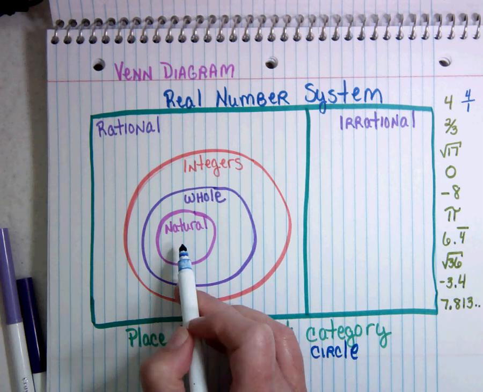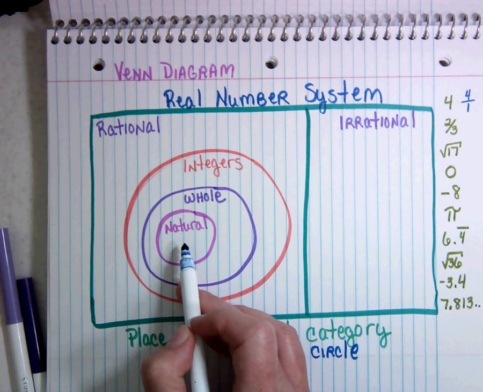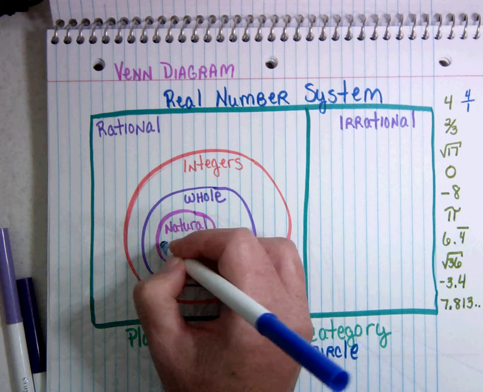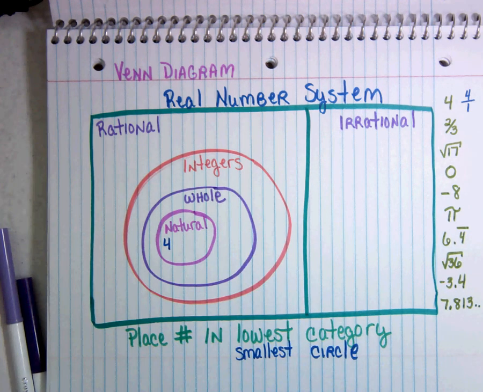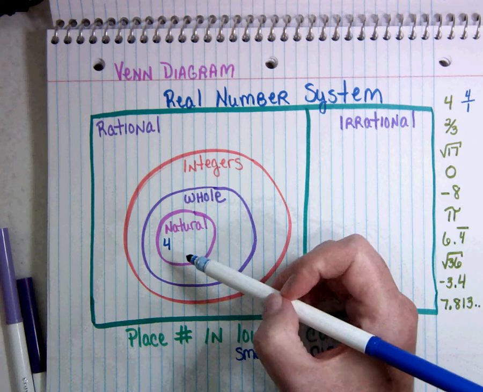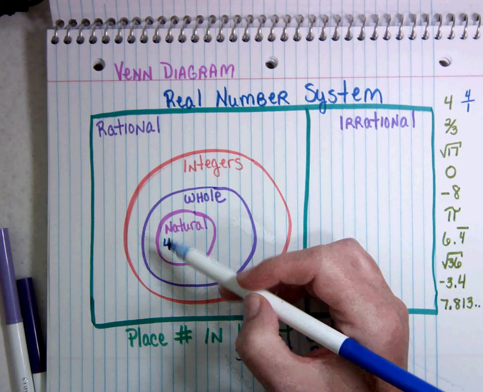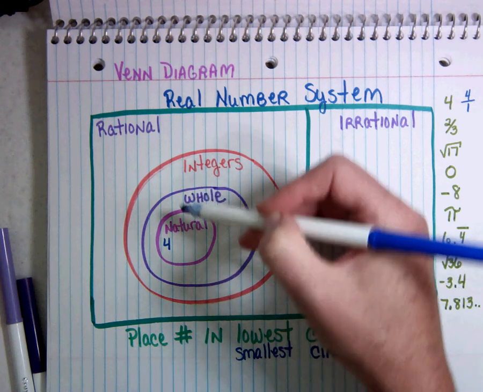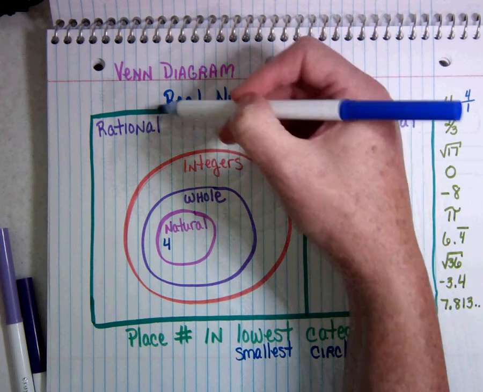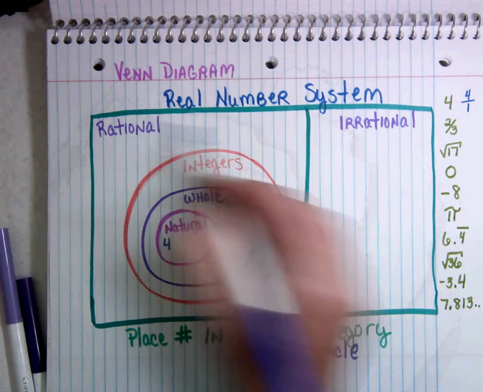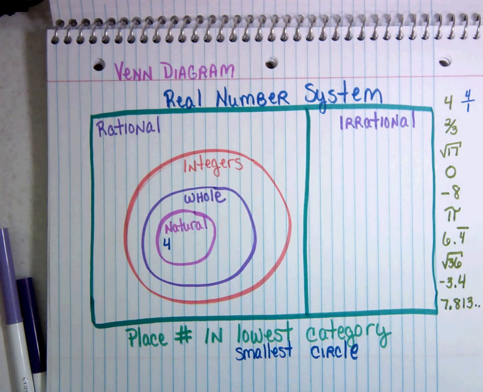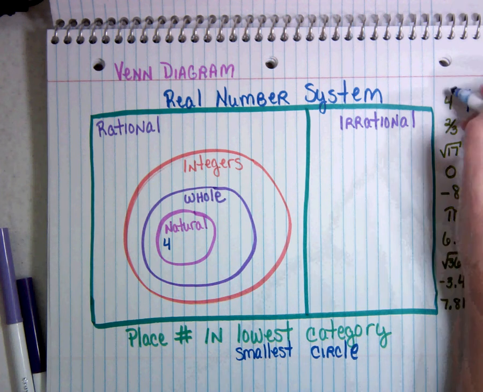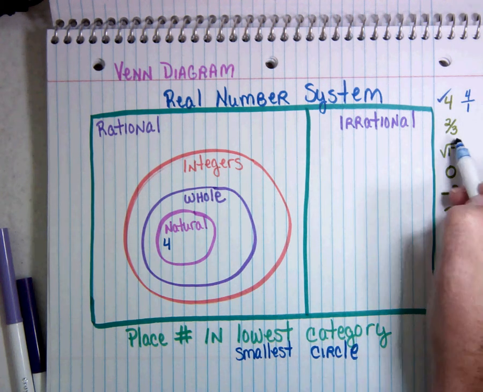Is 4 a natural number? Do we naturally count with the number 4? 1, 2, 3, 4. Yes, we do. So that means 4 is a natural number, and so we're going to put it here in the natural number circle. That means that 4 is a natural number, a whole number, an integer, and it is rational. And of course, all of them are real numbers. Okay, so that's what I mean by putting it in the lowest category. Okay, so we did 4. Okay, let's look at 2/3.